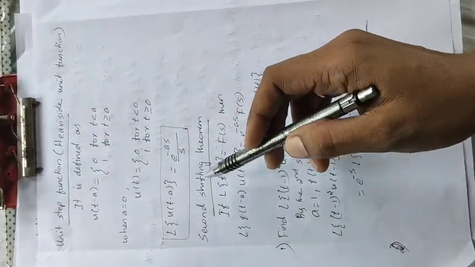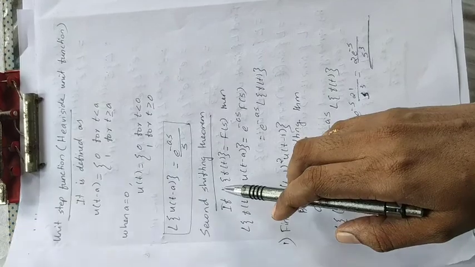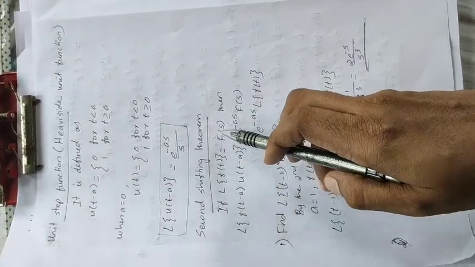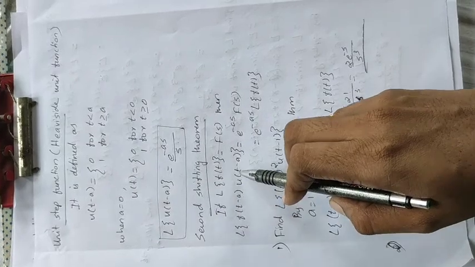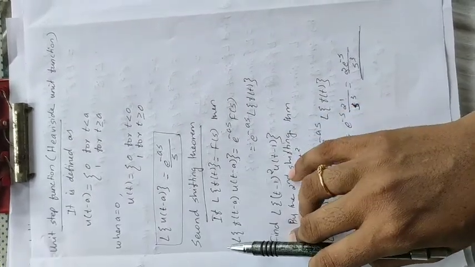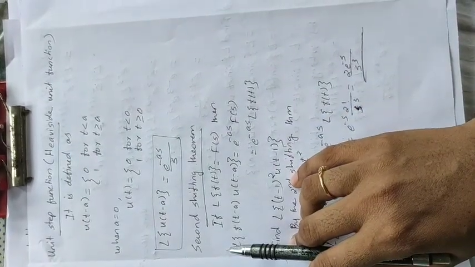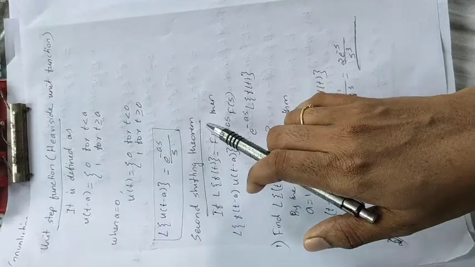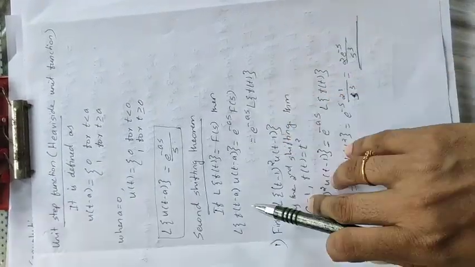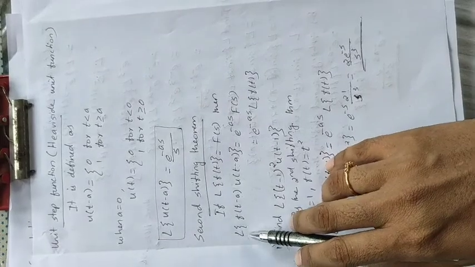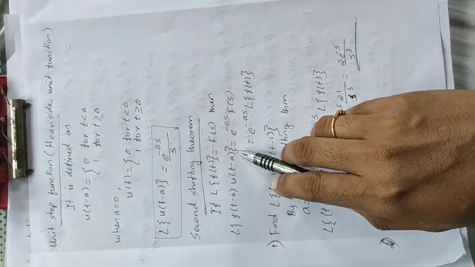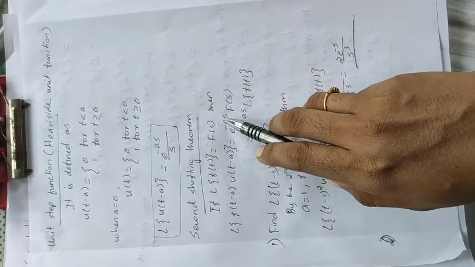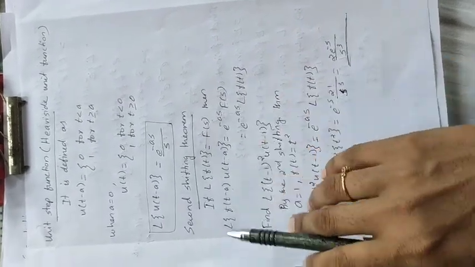Next, the second shifting theorem. If L of f of t equals F of s, then L of f of t minus a into u of t minus a equals e raised to minus as into F of s, where F of s is the Laplace transform of f of t. So L of f of t minus a into u of t minus a equals e raised to minus as into F of s.